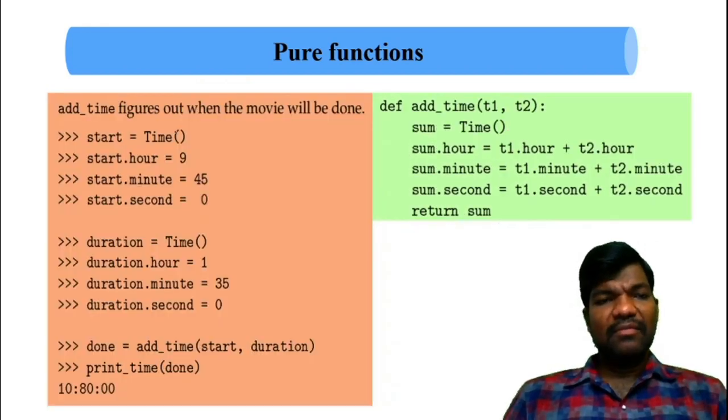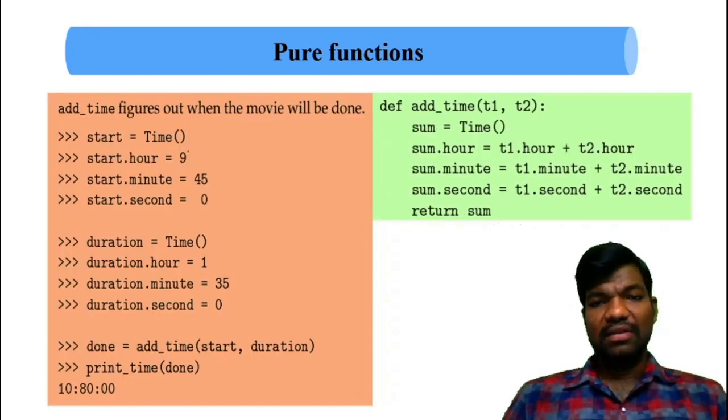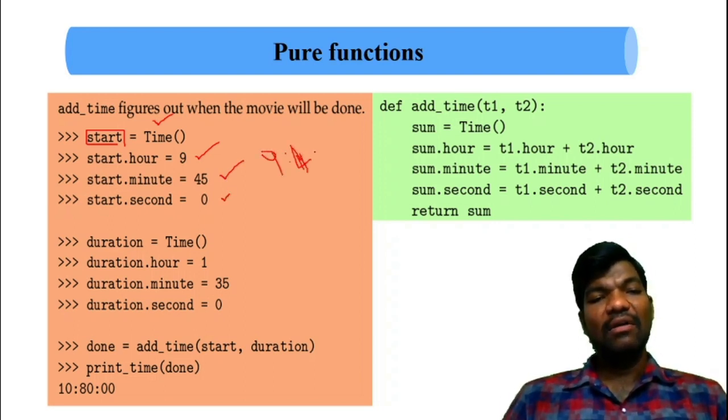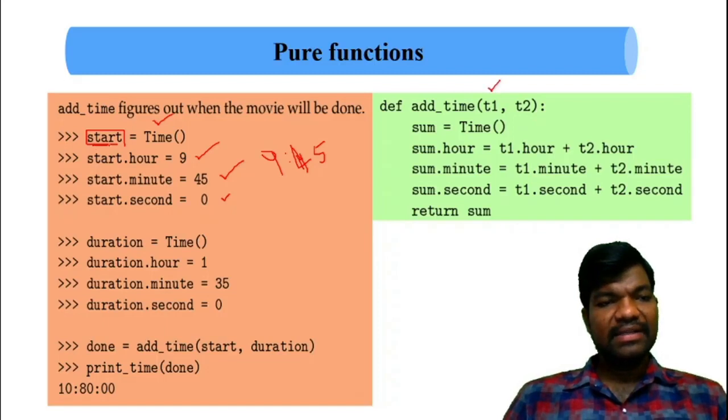The same function, so how will it work? So I'm assigning the time to start. Start dot hour equal to 9. Start dot minute equal to 45. Start dot second equal to 0. So 9 hours, 45 minutes, 0 seconds. That is t1. So what is t1 here? Start. And similarly, the second one is duration.